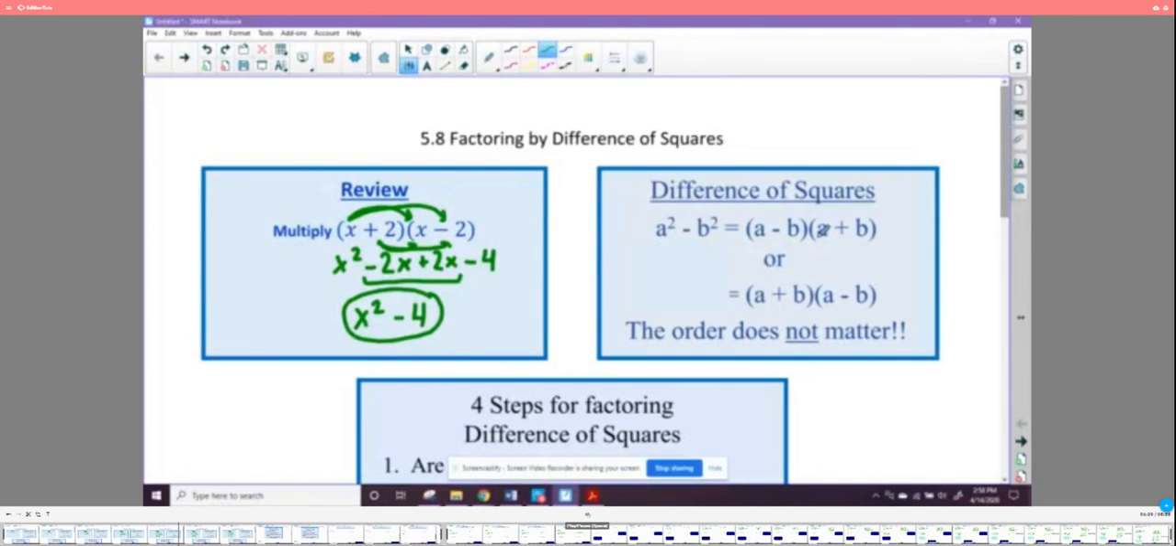So we could separate that into a minus b times a plus b. So truly what we're doing is finding what times what gives us x squared. That would be x's. What times what gives us 4? That'd be 2 times 2. Has to be perfect squares, and then you have to have a minus sign in between. So order does not matter. You could have x plus 2 times x minus 2 or x minus 2 times x plus 2.